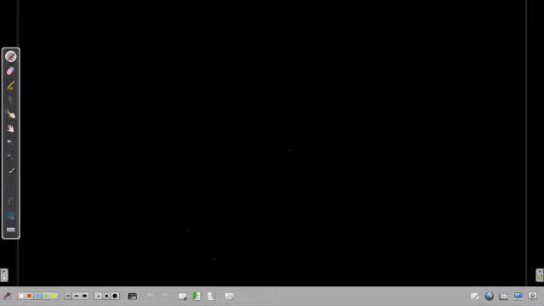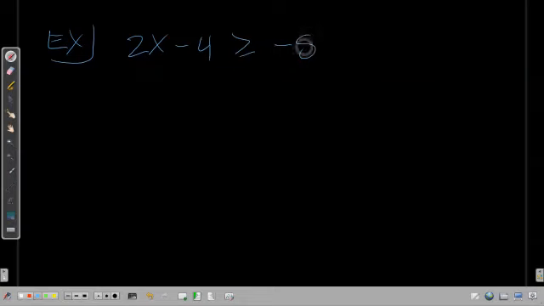All right, that was number 1 from the homework. Here's another one. (2x minus 4) is greater than or equal to -8x.